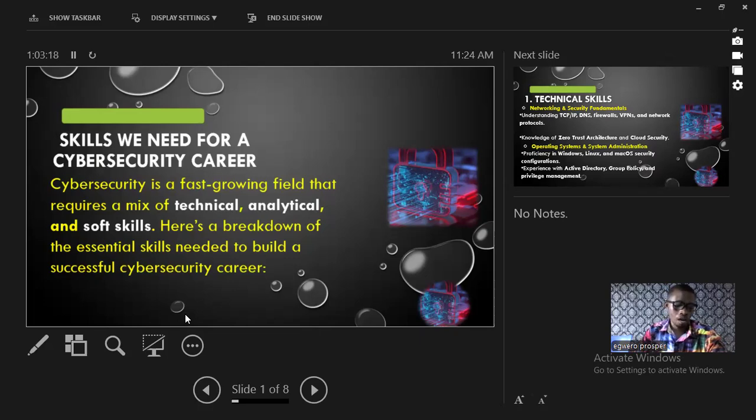This is applicable in almost all the courses. So the skills we need for a cybersecurity career. Cybersecurity is a fast-growing field that requires a mix of technical, analytical, and soft skills. So we need to get this understood. Every cybersecurity professional must have technical skills, analytical skills, and communication skills, which fall under soft skills. You know why? We are going to prove them one after the other.